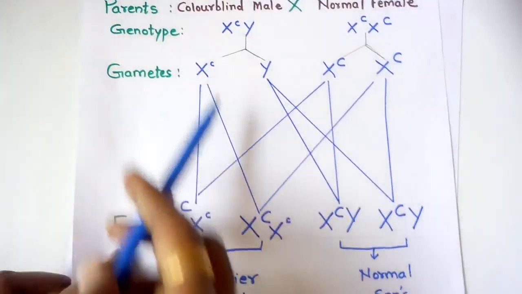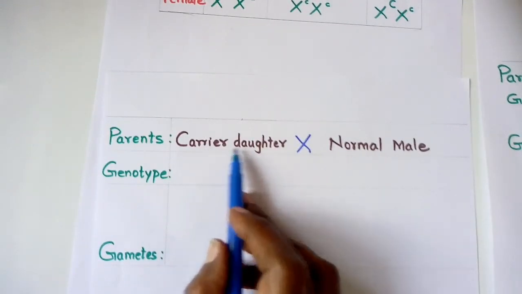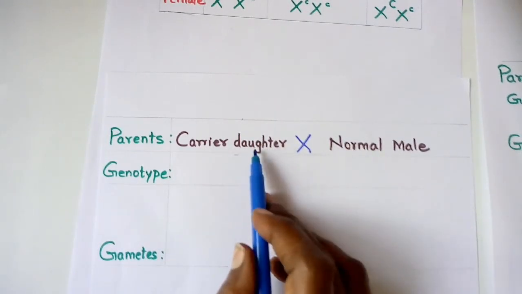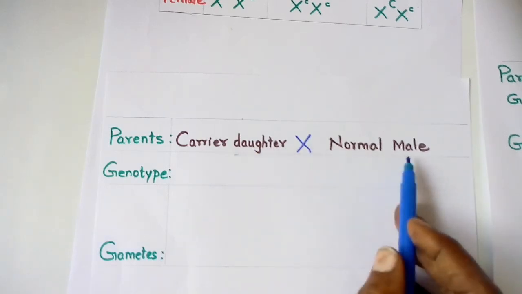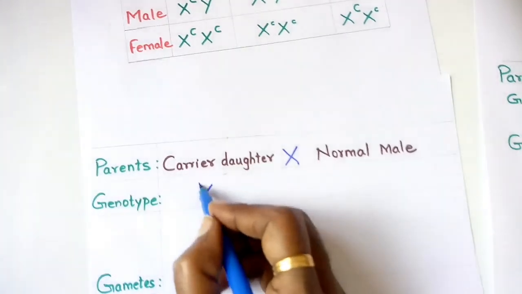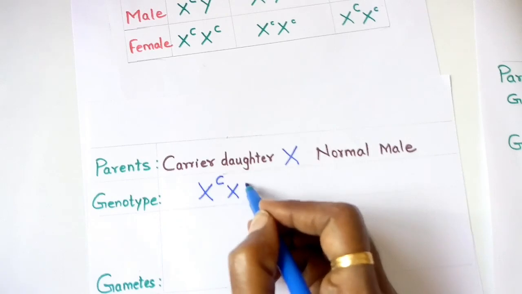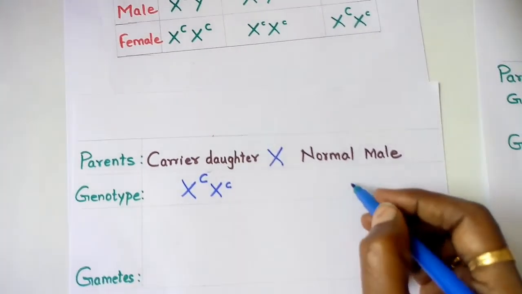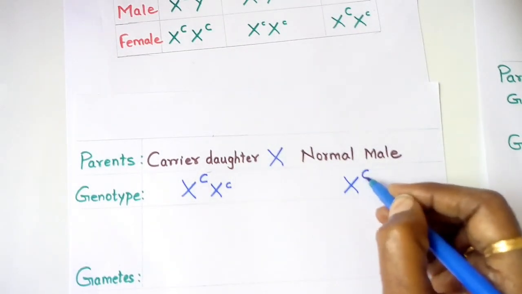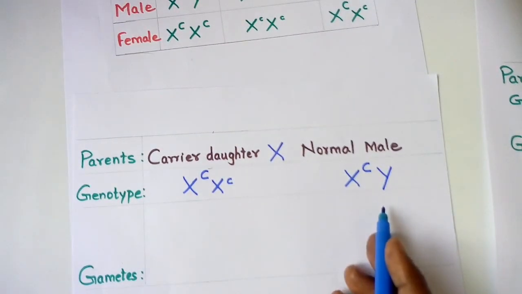So this is the first half of the cross. For the second half, what we will have to do? We will have to take the parents as carrier daughter. When she grows up and she marries a normal male, the genotype for this will be, just now we have said, the carriers will have one capital and one small one. And the normal male will have the dominant gene and Y chromosome. So these are the genotypes for the parents.